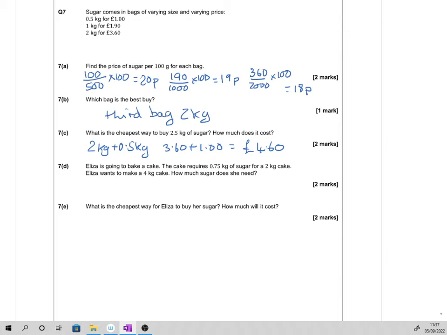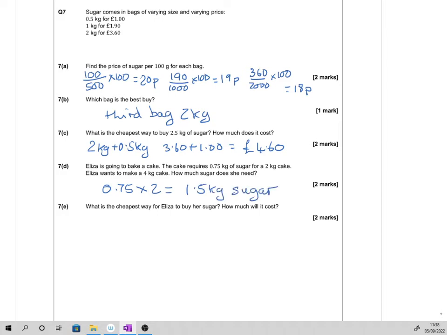Well, she needs twice as much sugar, doesn't she? So 0.75 times 2, which equals, that's 1.5, isn't it? 0.75 times 2, which equals 1.5 kilograms of sugar.